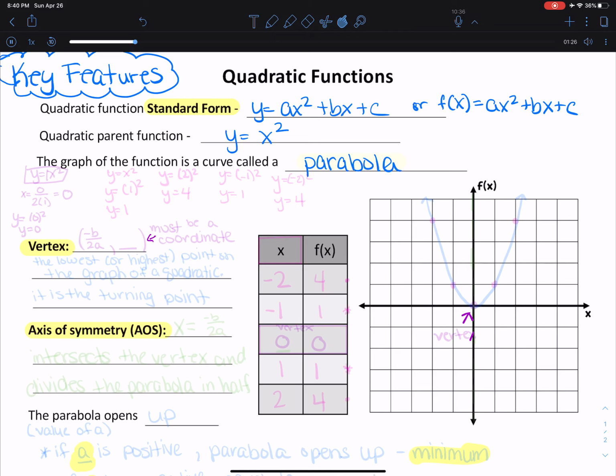Now, the term parabola and quadratic are also interchangeable. So there may be times when you're doing your work, or even when I'm talking, if I say a parabola or a quadratic, they're the same thing. Okay, when we graph, the first point that we're going to want to graph on our quadratic function is the vertex. So the vertex has to be written as a coordinate, so it must be a coordinate.